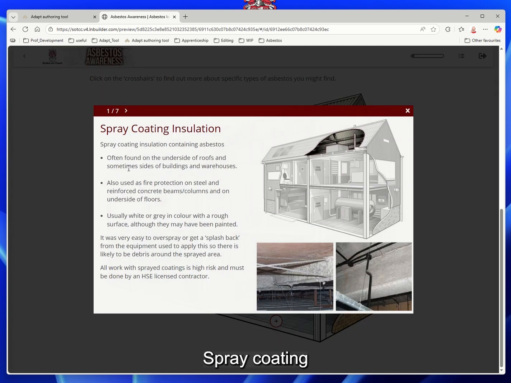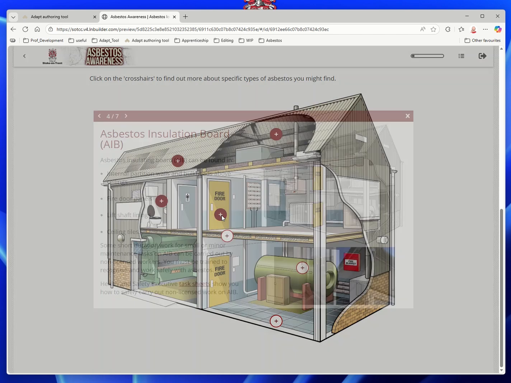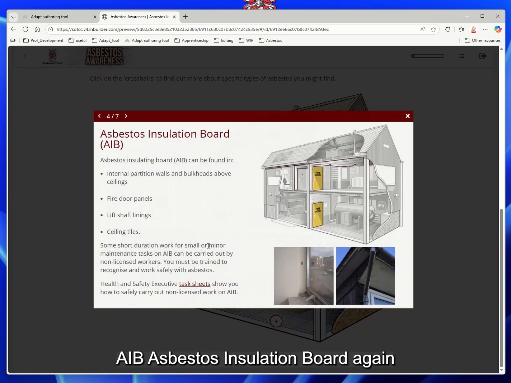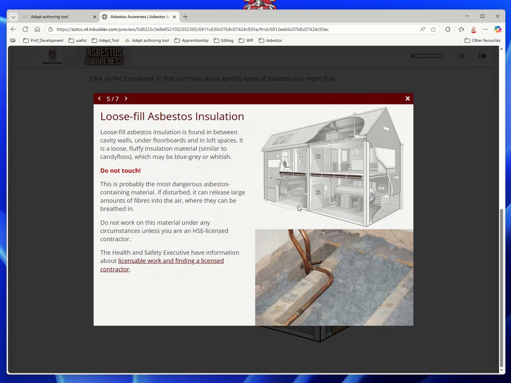Spray coating, some information about that. Cement products, very common. AIB, asbestos insulation board, again, specific task sheets about that. Loose fill asbestos, extremely dangerous, do not touch.